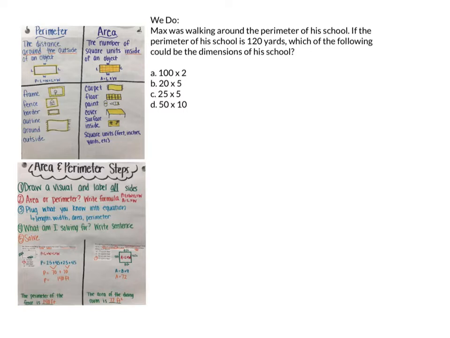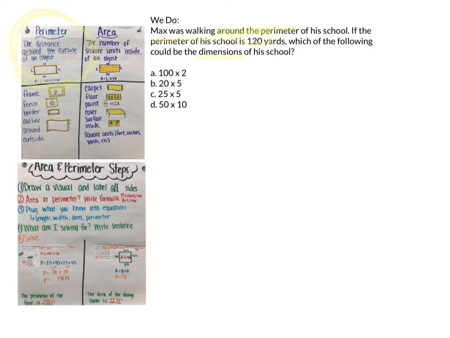Next thing we're going to do is reread the problem and mark it up. Max was walking around the perimeter of his school. When we're talking about perimeter, we're looking at the distance around an object. So I'm going to go ahead and circle perimeter on our anchor chart. This is the side that we're going to be focusing on. If the perimeter of his school is 120 yards, which of the following could be the dimensions of his school?